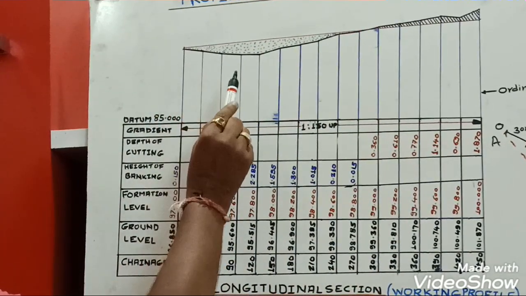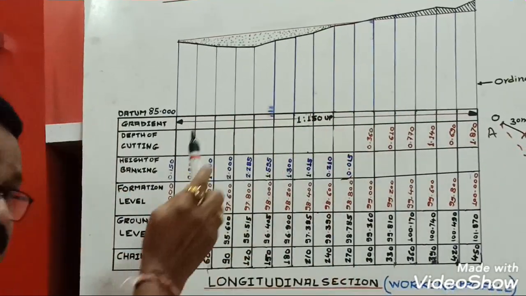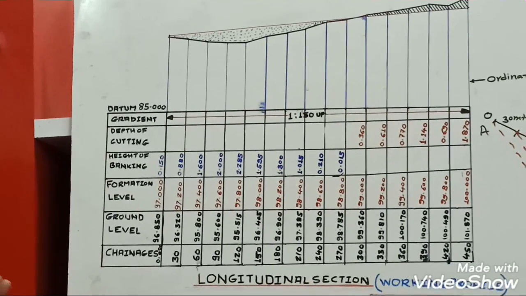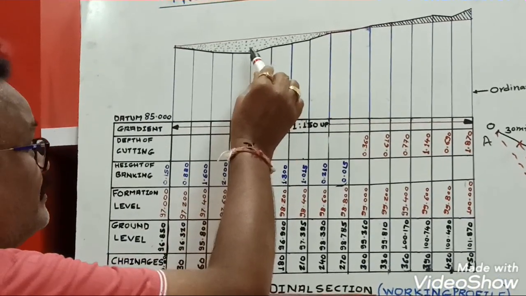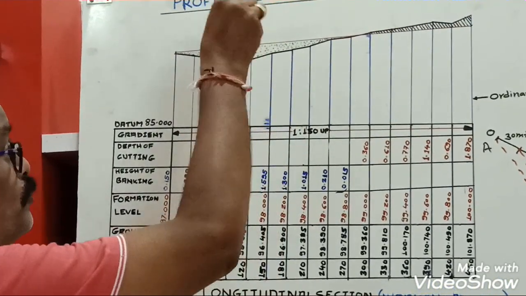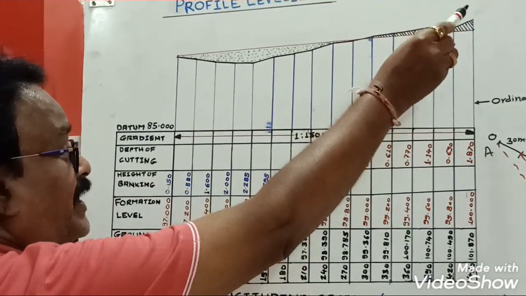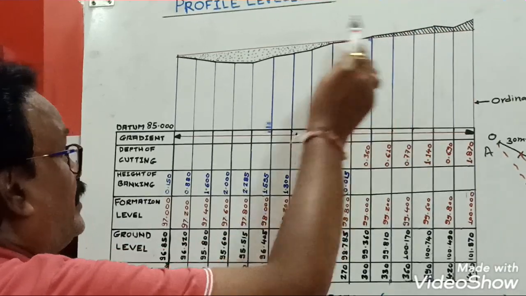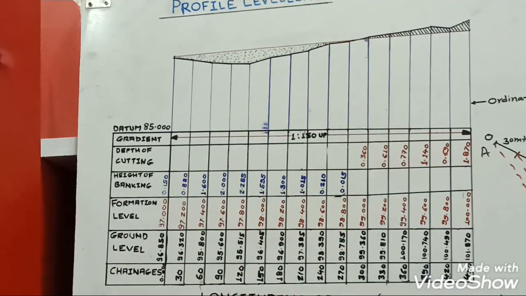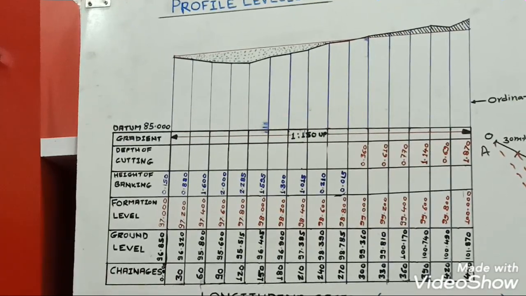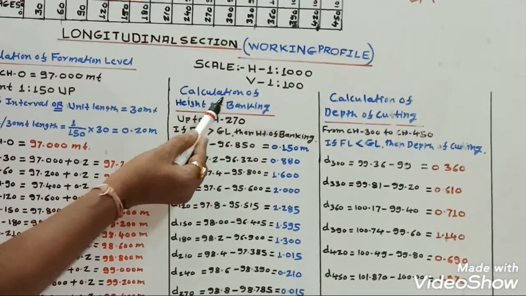Now what is meant by formation line? It is the line to which earthwork is carried out. Means if below this line there is depression, that is to be filled with the soil. And if the ground is above that line, then it is to be cut. And therefore we have to find out what is the banking and what is the cutting. And therefore we have to carry out the calculation of height of banking.